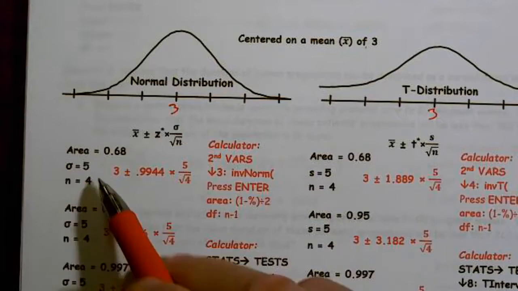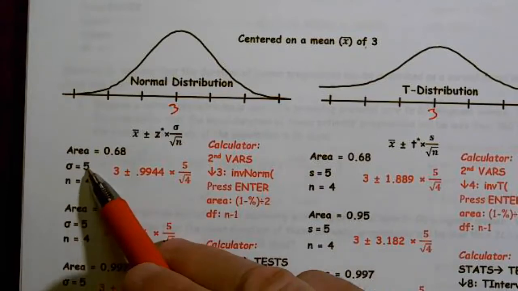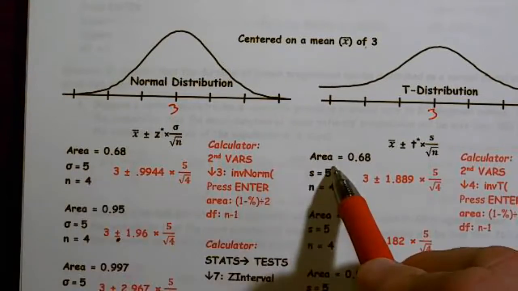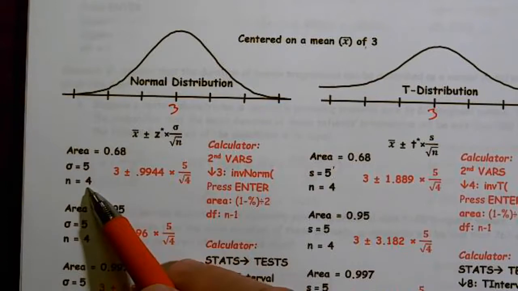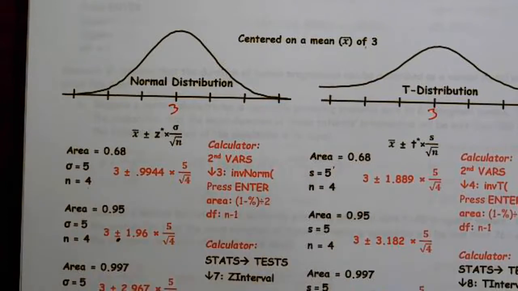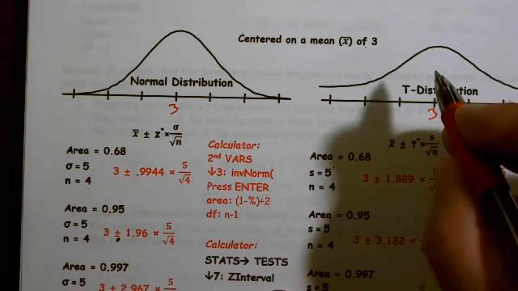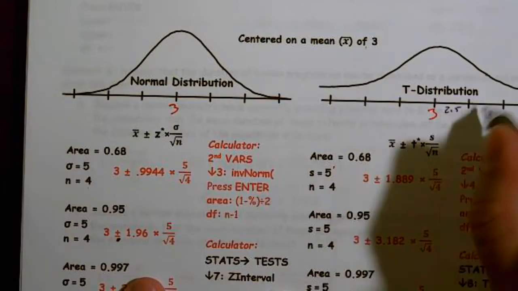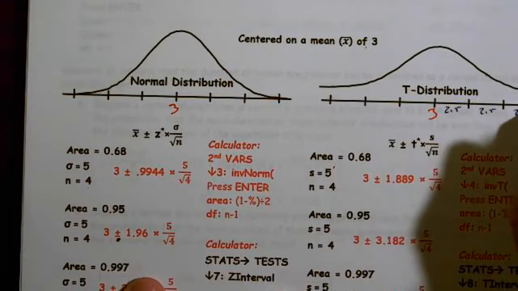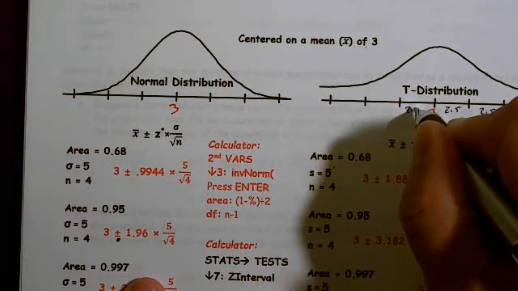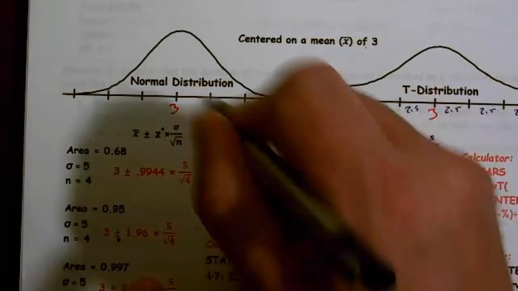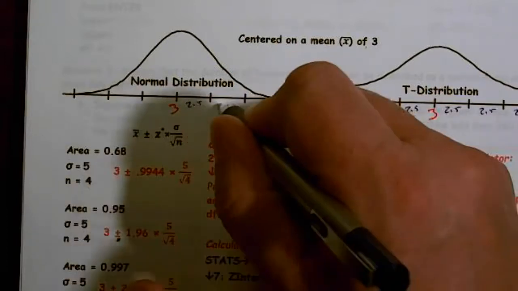We're keeping the same standard deviation of the population, and sample size of 4, and sample size of 4. And so this means our distance here is also 2.5, 2.5, 2.5. And every one of those tick marks represents a standard deviation. And it does for this one as well.